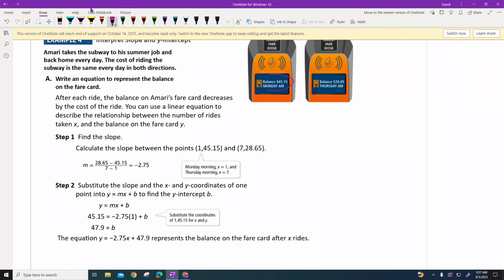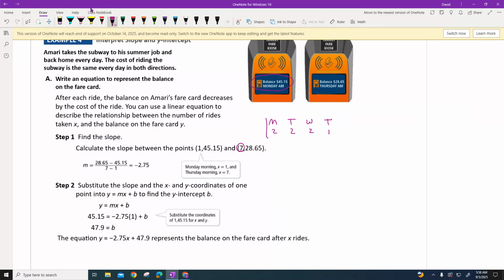So here's our information. His balance on Monday is $45.15. Then he rides it on Monday 2 times. He rides it on Tuesday 2 times. He rides it on Wednesday 2 times. Now this is where it's a little bit strange here because he's riding it on Thursday, because I see Thursday a.m. But for some reason they said so far he must have already scanned his card here because I see a 7 right there where the 28.65 is.